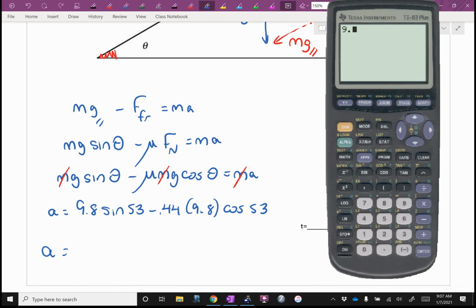9.8 sine 53 minus 0.44 cos 53. Anybody see the subtle mistake that I did? See it? It's amazing how often that happens because your brain is checked off. I typed in 9.8. I got to do two of them in this case, okay?